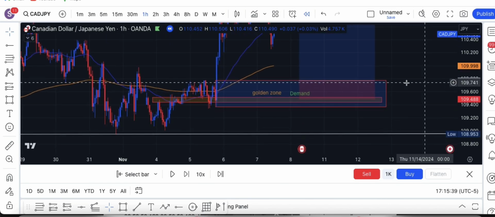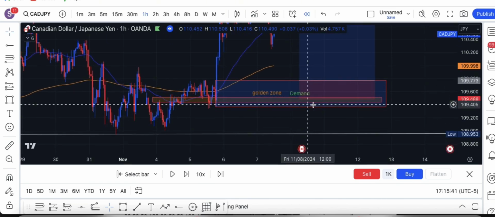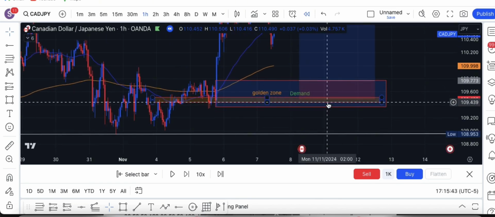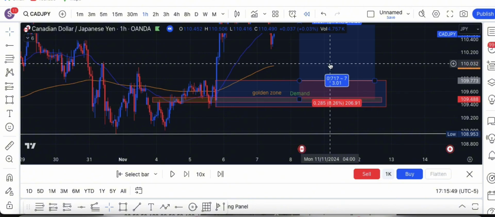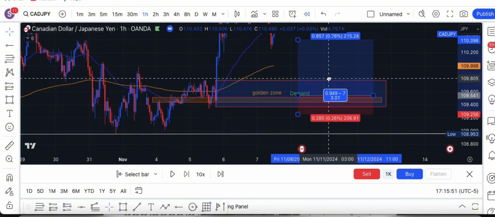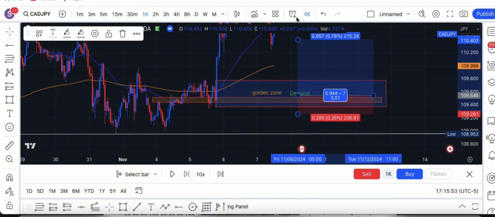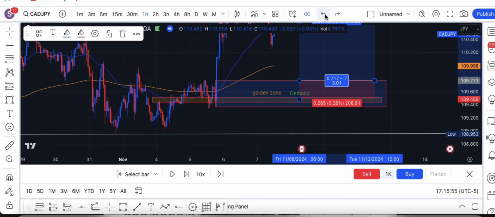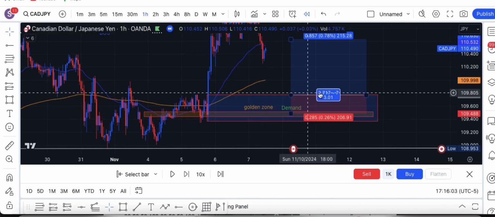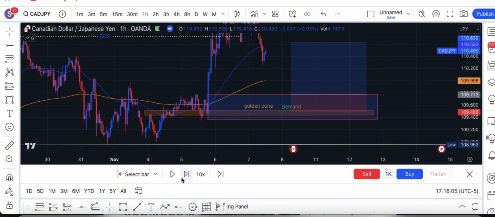So my original entry was supposed to be right here at this golden zone, because most times when I'm trading, when there's a golden zone inside of my supply or demand, my entry is usually at the golden zone. So my entry really should have been right here, but I forgot to set an alarm, or my alarm didn't go off, so I missed the entry. I missed my original entry right here at the golden zone, but I was able to still catch it. So let's play price right now.